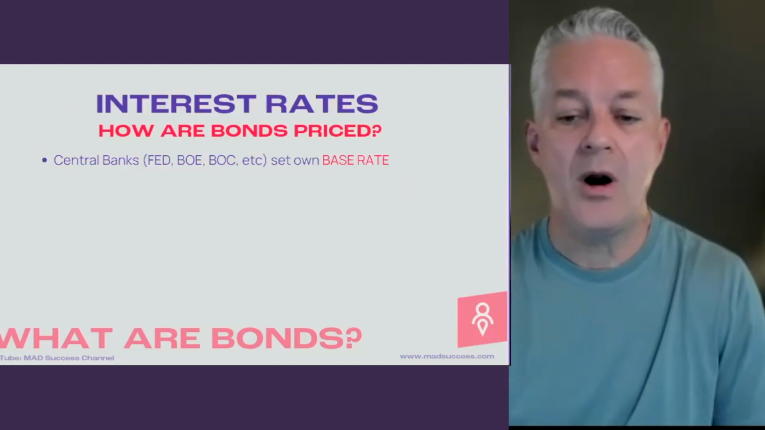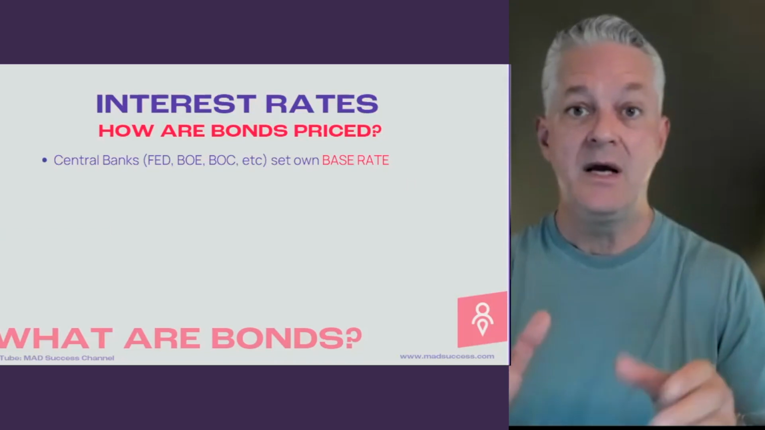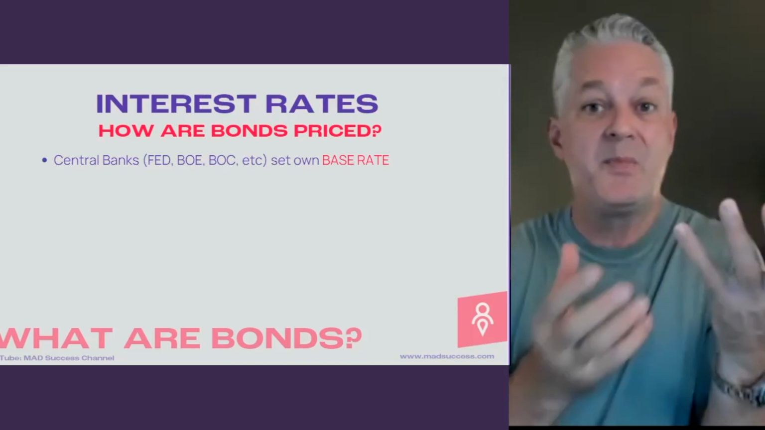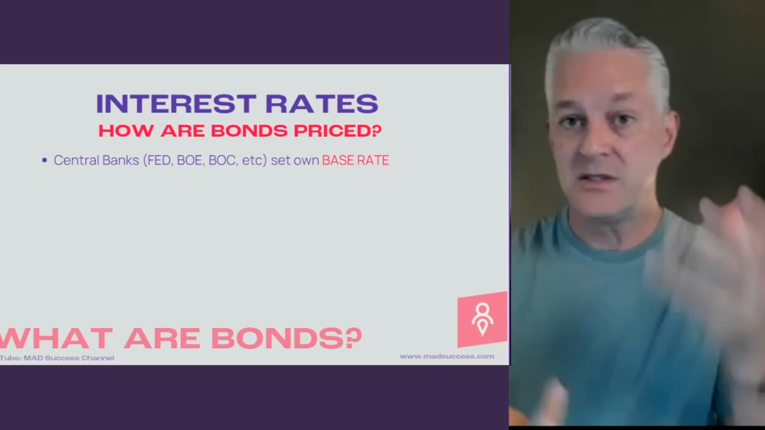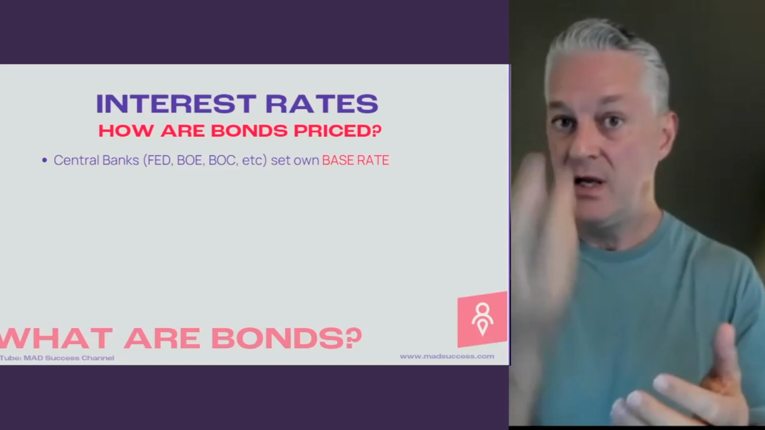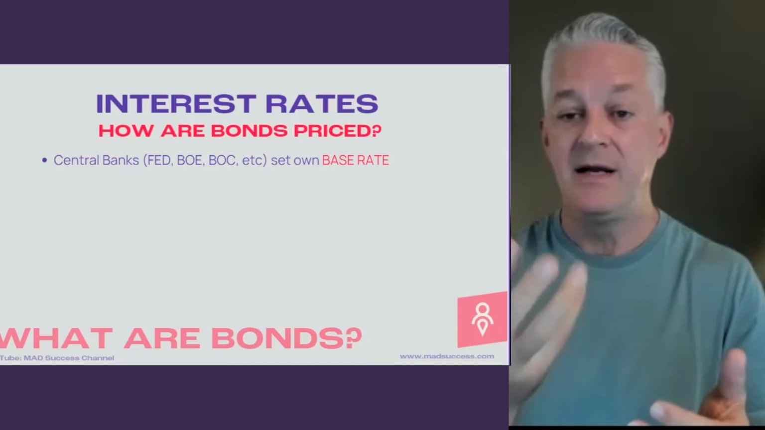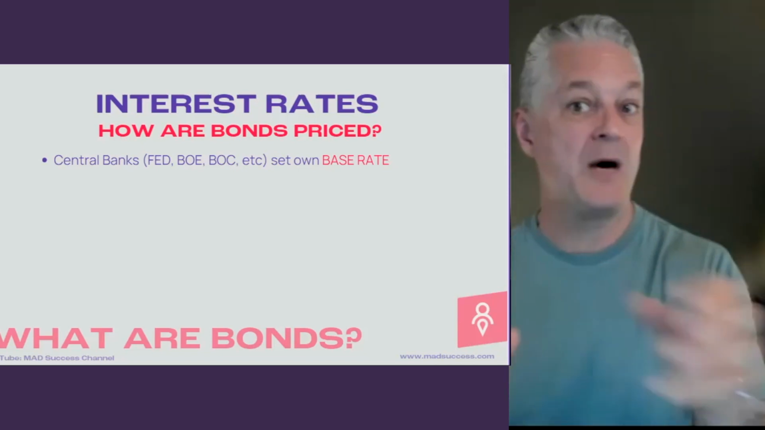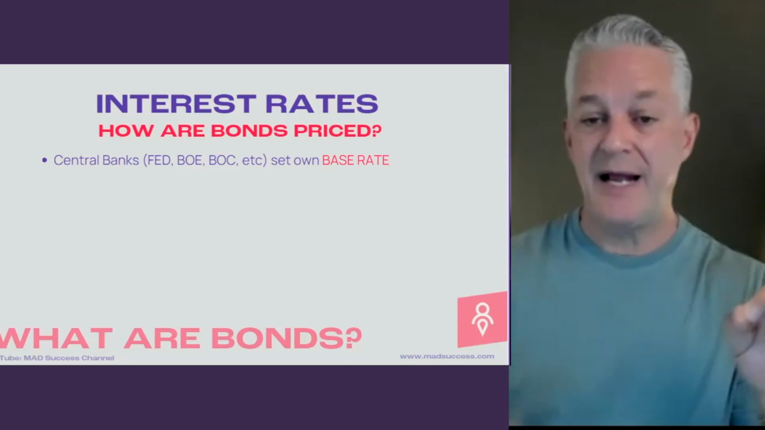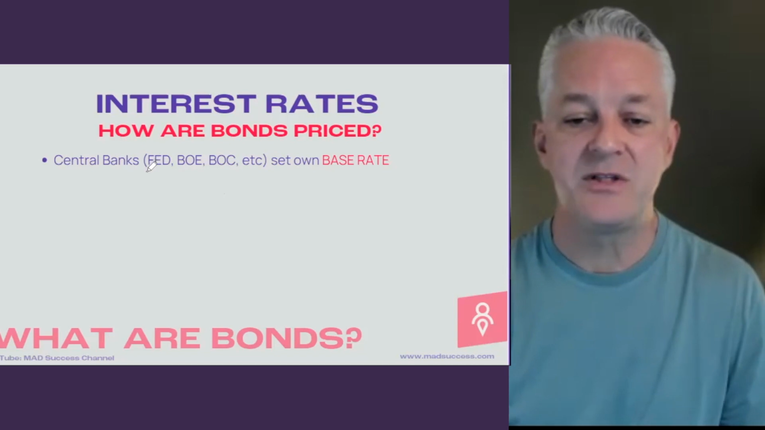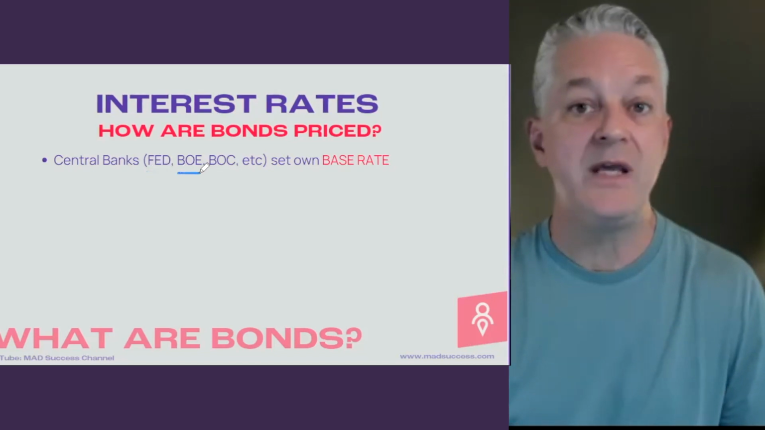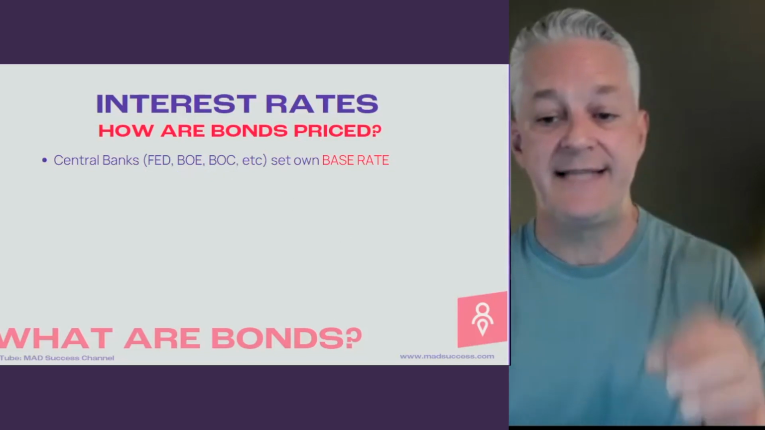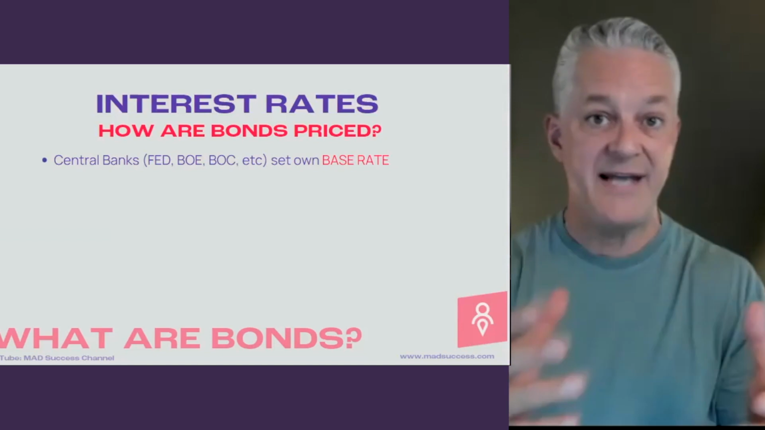So how are bonds priced? Well, they're priced against the interest rate. So the interest rate comes first. It's not chicken and egg, and I'm not confused. It's all about the interest rates, okay? So that's why the title here is Interest Rates, How Are Bonds Priced? Central banks, so these abbreviations here, this is the Fed, Federal Reserve Bank in the US, BOE is Bank of England, BOC is Bank of China, etc. They set their own base rate.